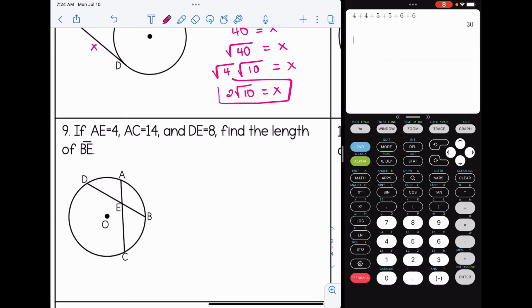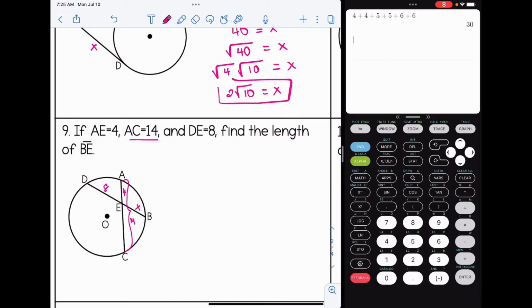Number 9, I have 2 intersecting chords. Okay, so anytime you're looking at a new question, take note as to what situation you have in terms of what type of segments. All right, AE is 4. Notice this next piece, AC is 14. So you can do this if you want, make a big bracket. I'll show you the other option in a second. DE is 8, and this is going to be X over here.